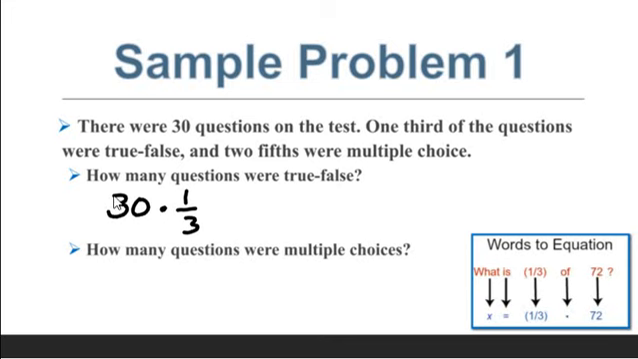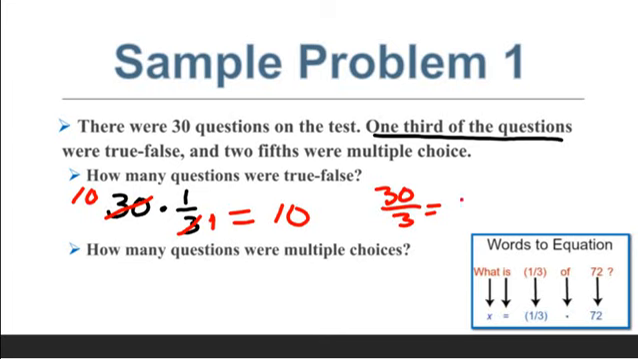And I know it's multiplication because it says 1/3 of. Remember, of in math is multiplication. So 30 times 1/3, I can simplify here. I can divide a 3 here and get 1, divided 3 out of 30 and get 10. 10 times 1 gives me 10. So there were 10 questions that were true, false. You could have also done 30 times 1, which is 30, divided by 3. You still get 10 questions.